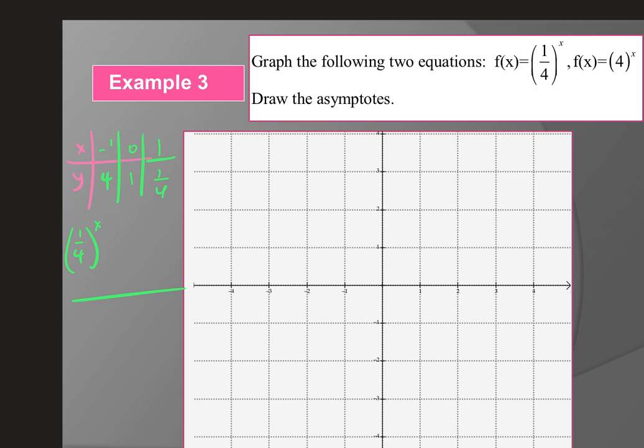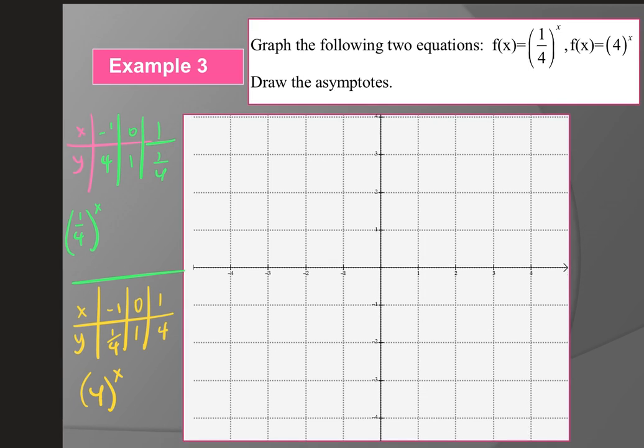Now let's plot the other one. So same three numbers, negative 1, 0, and 1. And this time it's 4 to the x. 4 to the negative 1 is 1/4. 4 to the 0 is 1, and 4 to the first is 4. So if I plug in those, negative 1, 4, 0, 1, 1, 1/4, this is my first one. And I plug in the second one's points, negative 1, 1/4, 0, 1, and 1, 4.